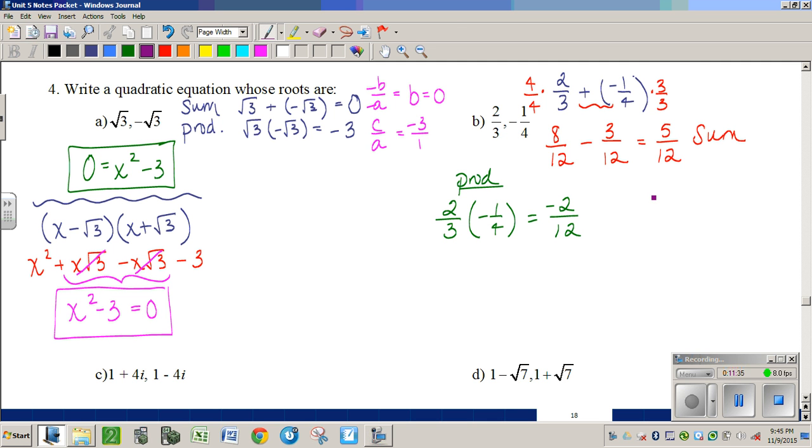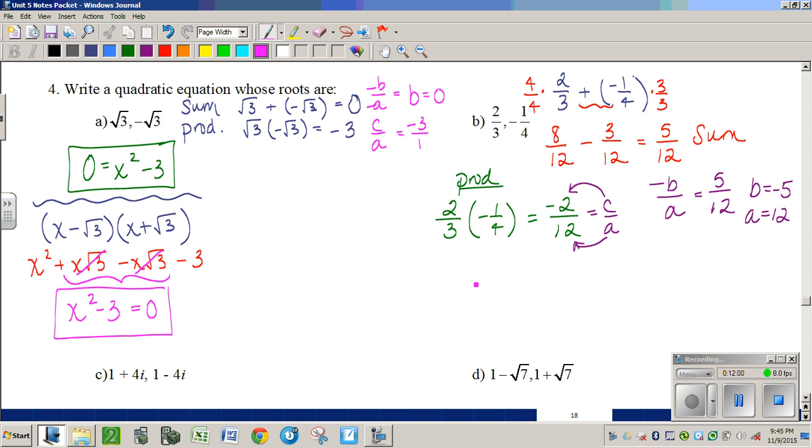So remember, your sum gave you the negative b over a. So that would be 5 over 12. So if negative b equals 5, that means b is going to be negative 5. We got a nice a value of 12. The reason I'm keeping 12, over here, product, see that, a is 12. And c is negative 2. So that's going to work out nicely.